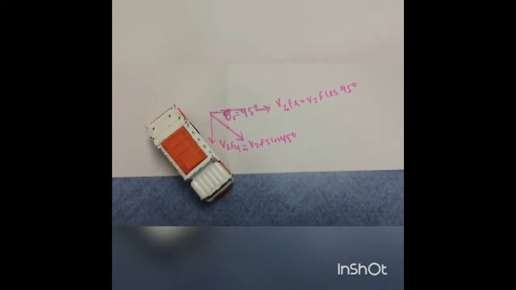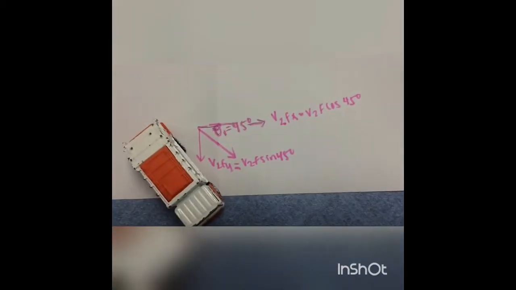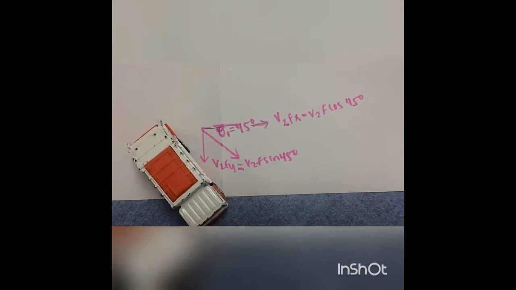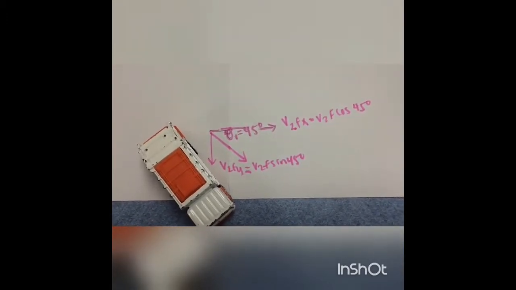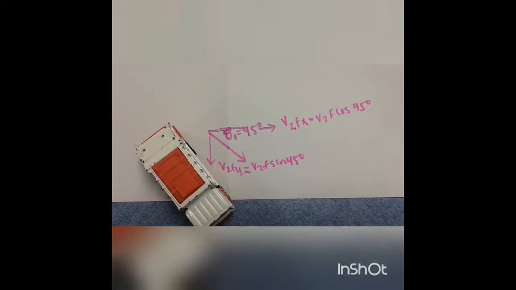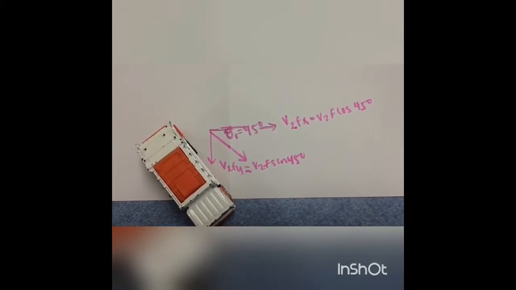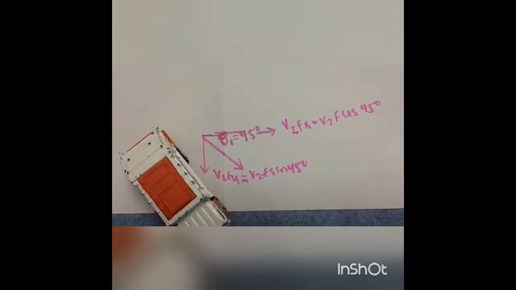Now moving on to the next car, we're going to do the same thing using vectors, and we get V2fx equals V2f cos of 45. And now going in the y direction, we're going to have V2f times the sine of 45.